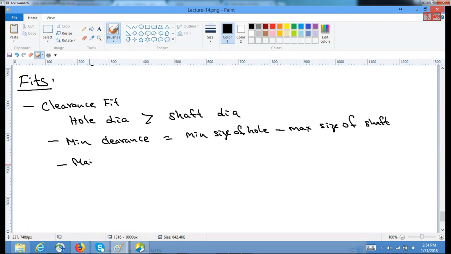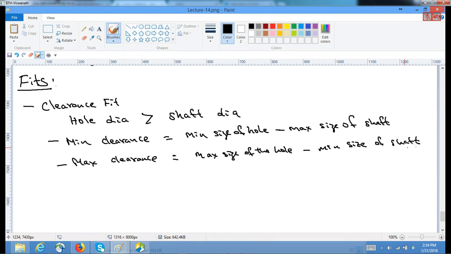Now, when you want to have the maximum clearance computation, then it has to be maximum size of the hole minus minimum size of the shaft. That will give you the maximum and minimum clearances one can achieve for a clearance fit.